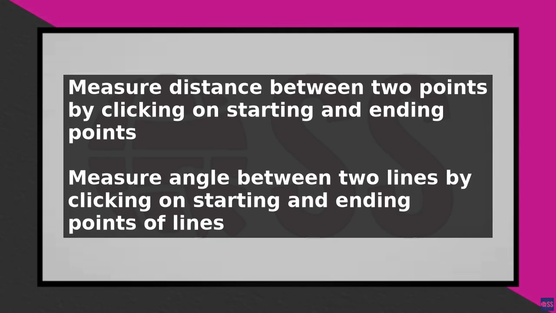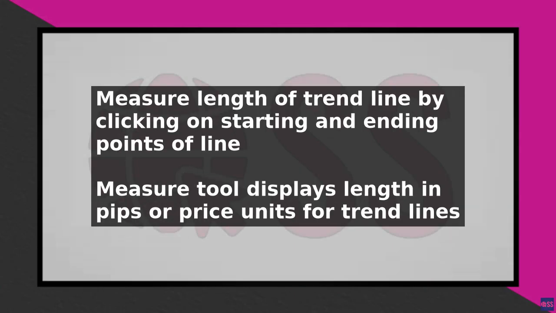In addition to measuring distances and angles, the Measure tool also allows you to measure the length of a trend line. To do this, select the Measure tool and click on the starting point of the trend line. Then, click on the ending point of the trend line. The Measure tool will then display the length of the trend line in pips or price units.